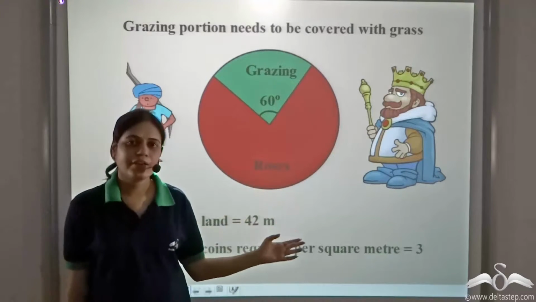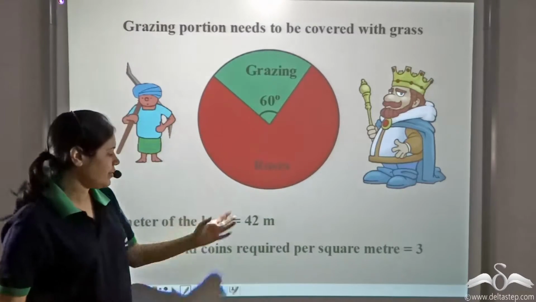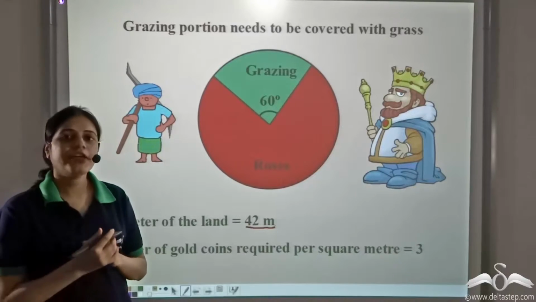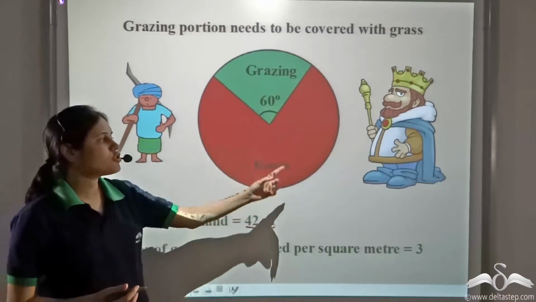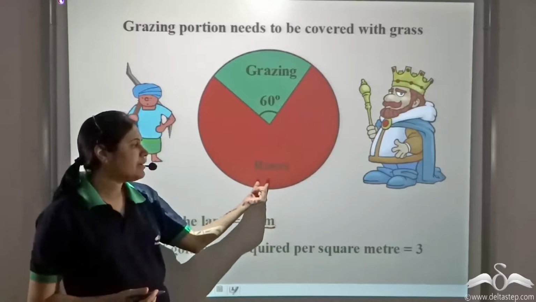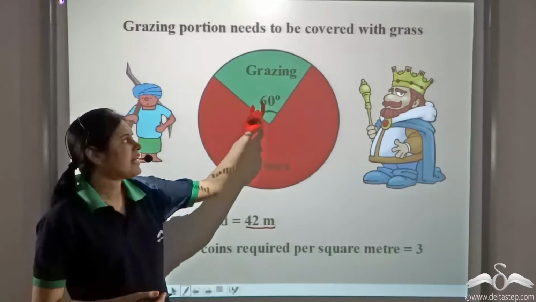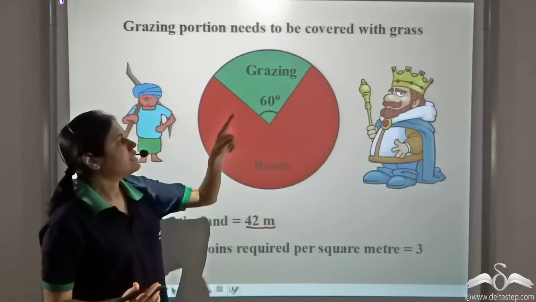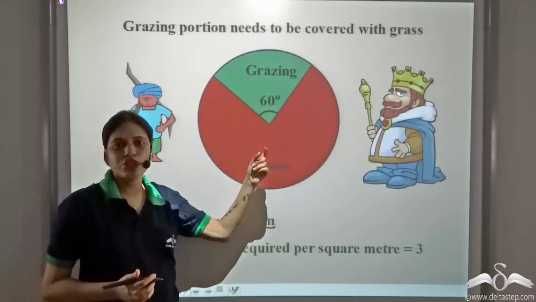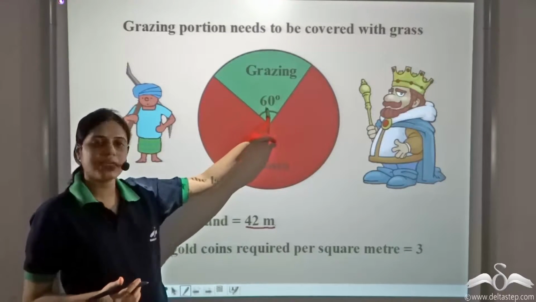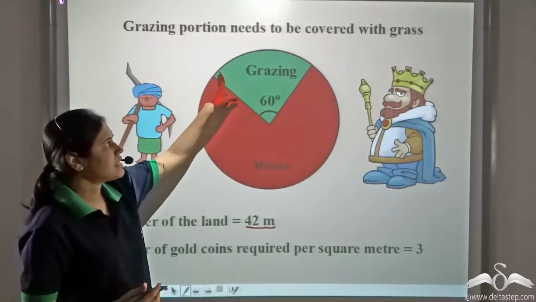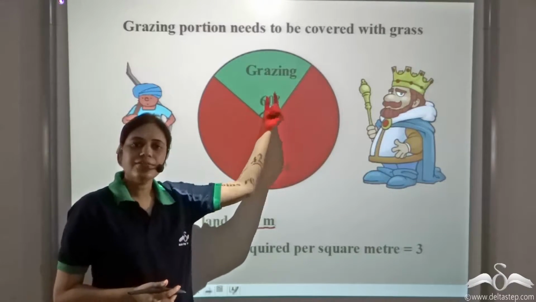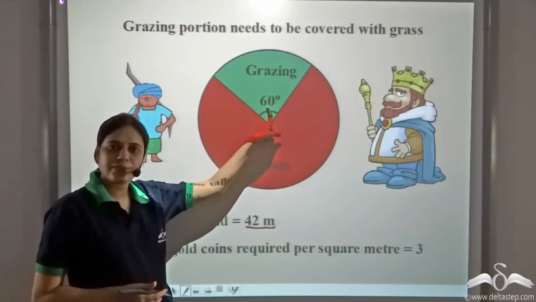Now here's this king who wants a circular garden with diameter 42 meters, and it should be such that one portion of the garden will be for planting red roses and the other portion will be for animal grazing. Also, the angle which this grazing portion makes at the center is 60 degree. So we can clearly see that this is a sector. The grazing portion is a sector with central angle 60 degree.